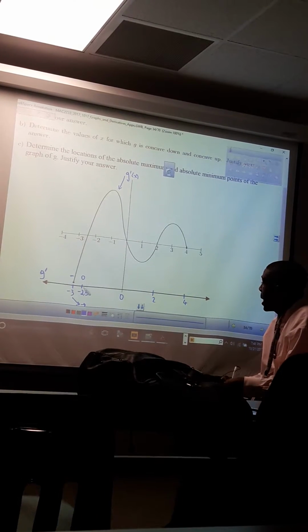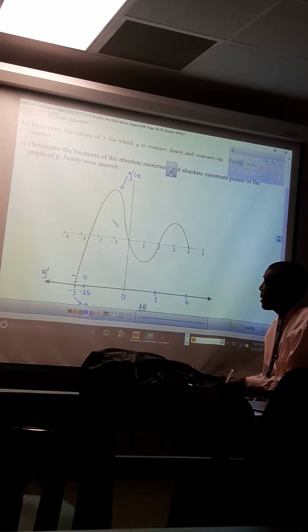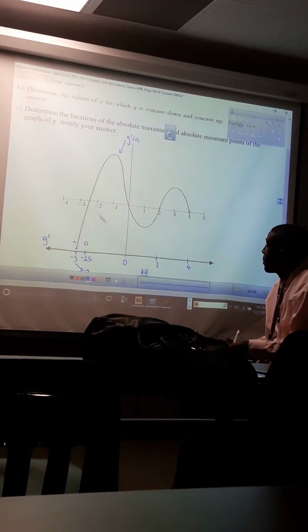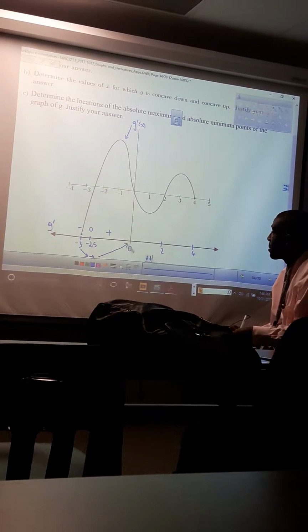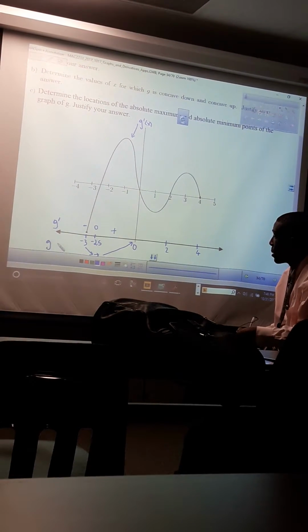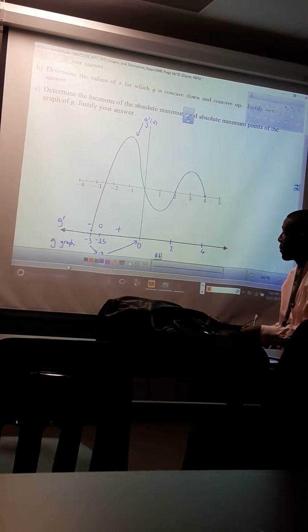Then, from -2.5 to 0, what is the value of G prime? A positive or a negative? Oh, it's a positive. Positive, which means G is doing what? Increasing. This is what the graph of G looks like. These are just a rough sketch of the graph.